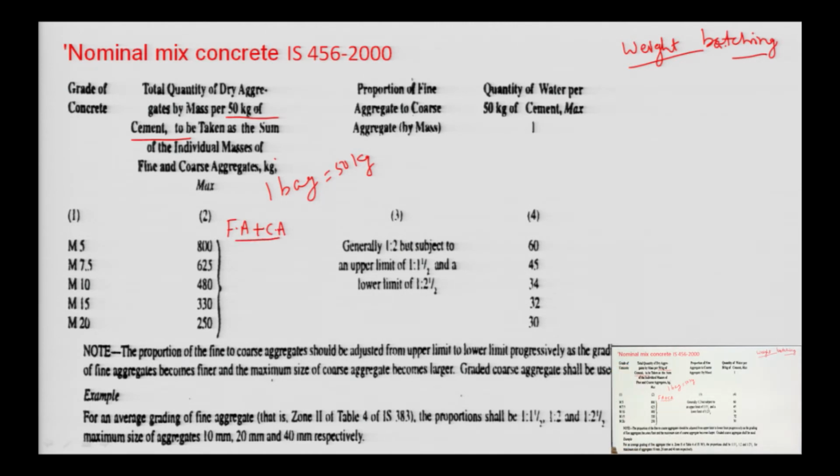If it is an M5 grade concrete, this value is 800 kg, M7.5 625 kg, M10 480 kg, M15 330 kg, M20 250 kg. So, these are the values for a given proportion. Similarly, what should be the ratio of fine aggregate to coarse aggregate? They have given the ratio nominally 1:2.